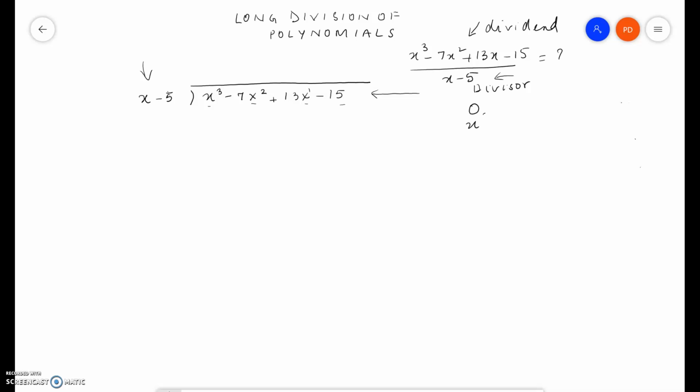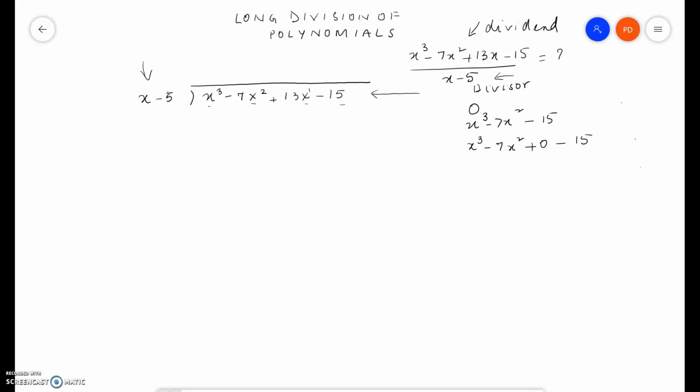So for example, if we have x cubed minus 7x squared minus 15, this is how we're going to write it: x cubed minus 7x squared plus 0 minus 15. We need every term to be accounted for, and if a power of x is missing, just put a 0 as a placeholder.